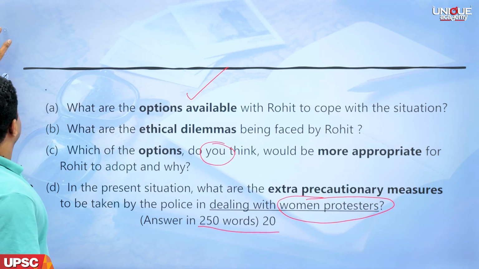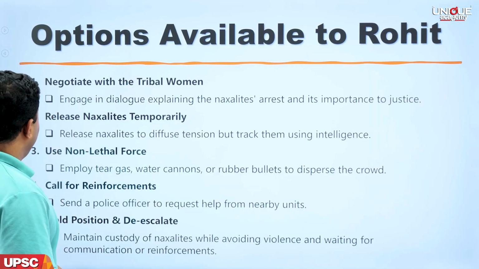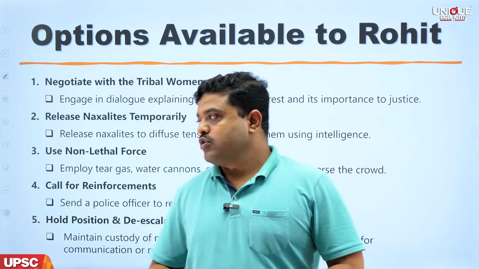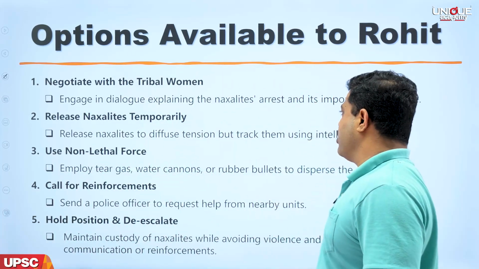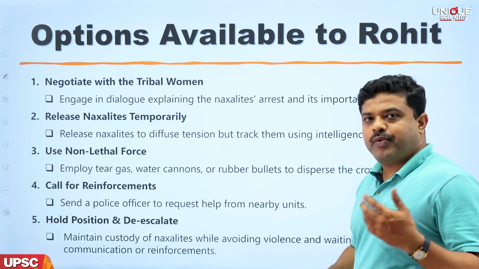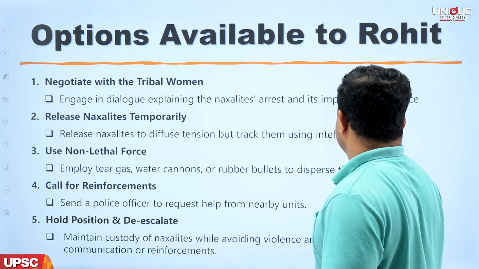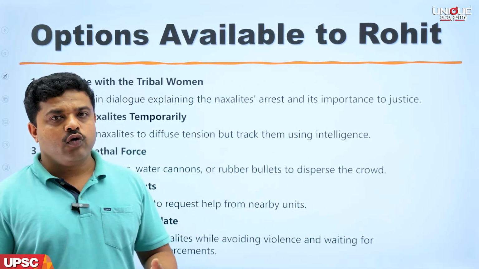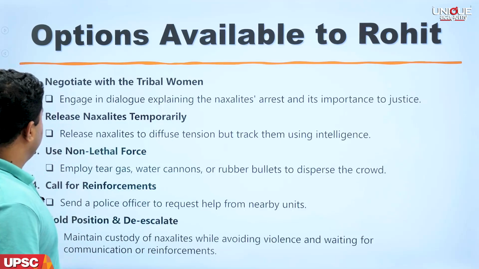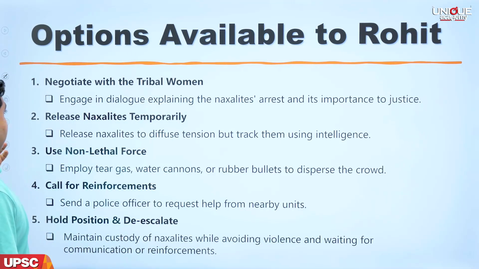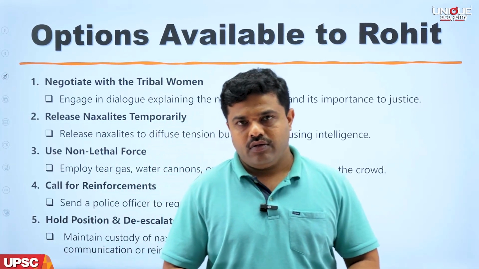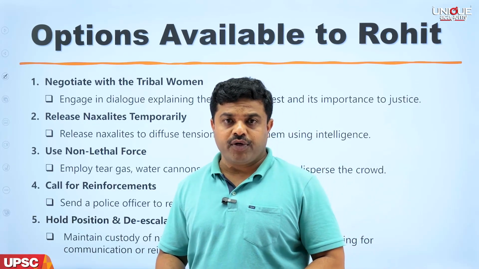पहला है निगोशिएट करो. ओके, ऑफ कोर्स persuasion is often better than compulsion. सो ये जो ट्राइबल वुमेन है इनके साथ डायलॉग करने की कोशिश करो, that explain them why you are arresting these Naxalites and why it is important to bring them to justice and how you will follow the due process of law. ये आपको explain करना है if at all they understand. Second option ये है कि उनको temporarily release कर दो with the possibility that you would track them further somehow. लेकिन इसमें danger ये है it will set a wrong precedent.